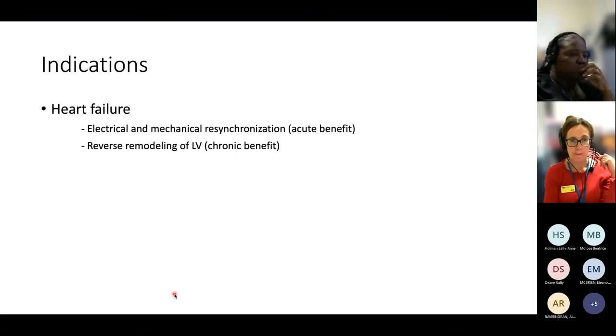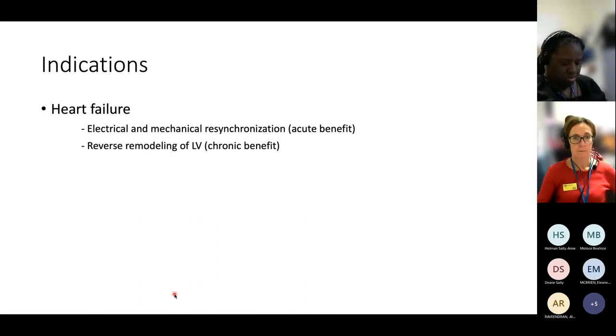It's probably worth noting, though, that some people will get significant symptomatic benefit even if they don't get an improvement in their ejection fraction, and vice versa. So both is possible. Usually they come together, but it is possible to have one and not the other. So essentially you can have the chronic benefit without the acute benefit, or vice versa.